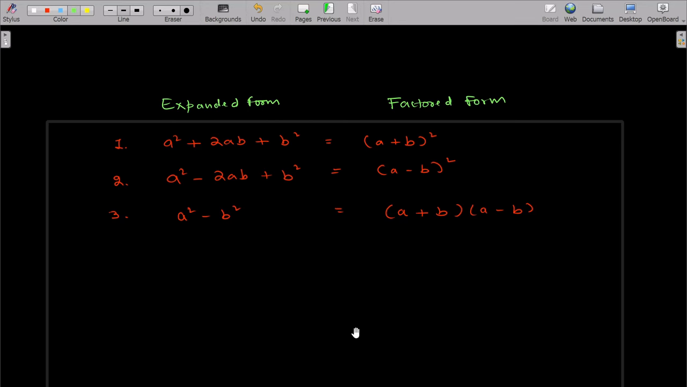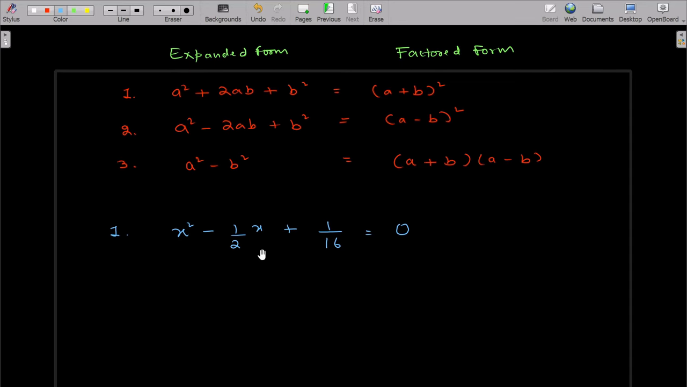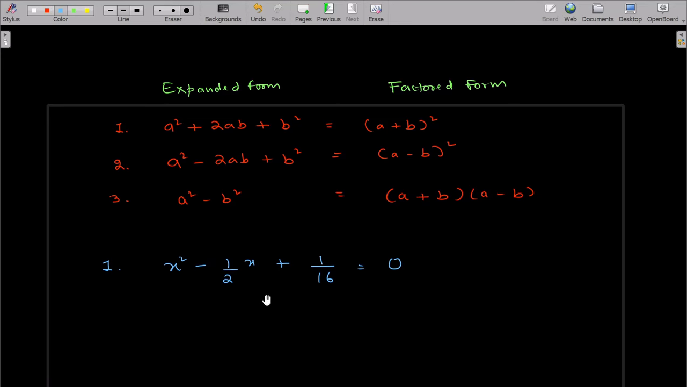Okay, now let's say we'll do 3 examples for these 3 identities. Okay, first one, x square minus 1/2 of x plus 1 over 16 is equal to 0. Okay, let's assume that you have this quadratic equation and you have to solve it. So first thing that will come to your mind is that you can apply all the methods that we did. You can apply the quadratic formula, you can do factoring, you can even solve it on Desmos.